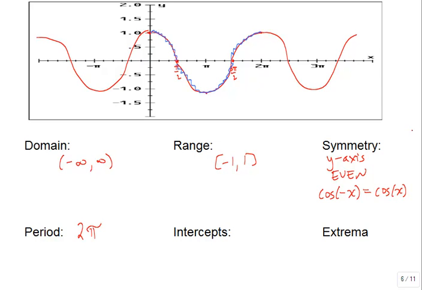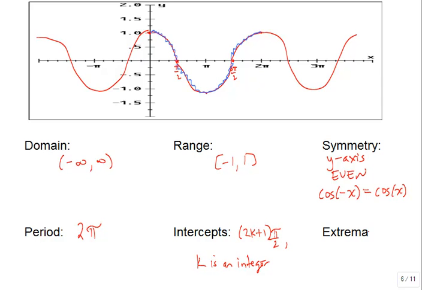Where does it have its intercepts? It hits at pi over 2 and 3 pi over 2, and if I kept going, this would be 5 pi over 2, 7 pi over 2, and so on. So it's all those odd multiples of pi over 2. So we write that as 2k plus 1 times pi over 2, where k is an integer. And that will generate all of those odd multiples of pi over 2.